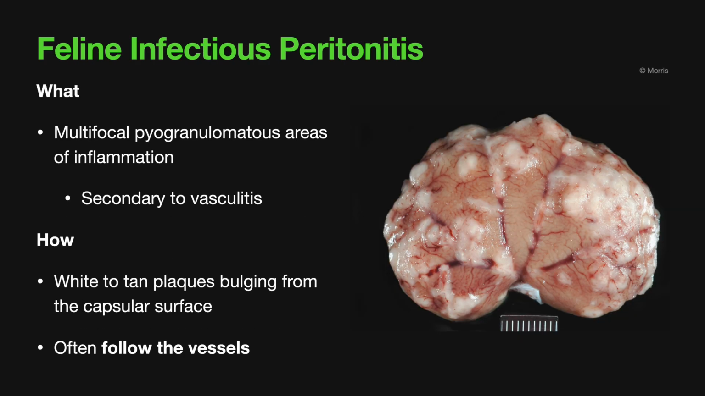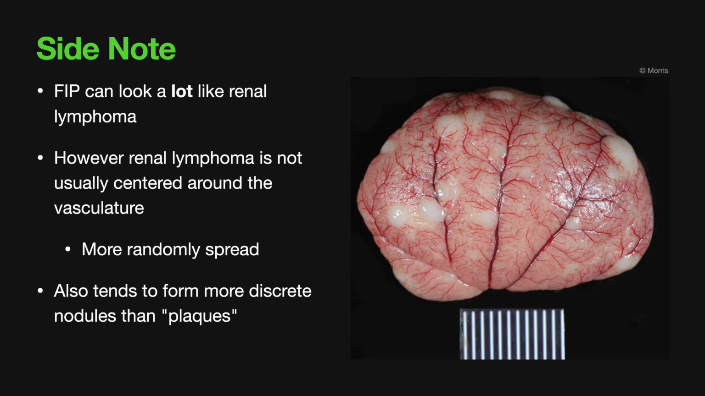pelvis. Feline infectious peritonitis causes multifocal pyogranulomatous areas of inflammation throughout the body, secondary to the vasculitis that develops in this condition. In the kidneys, we see this as white to tan plaques that are bulging from the capsular surface. These plaques often follow the vessels of the kidney. As a side note, FIP can look a lot like renal lymphoma. However, renal lymphoma is usually not centered around the vasculature and is more randomly spread across the renal cortex. It also tends to form more nodular structures than plaque-like structures.